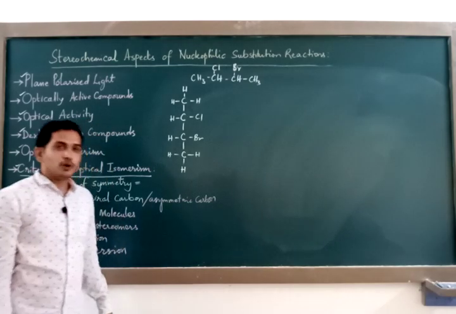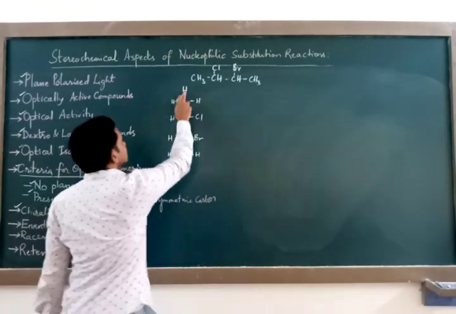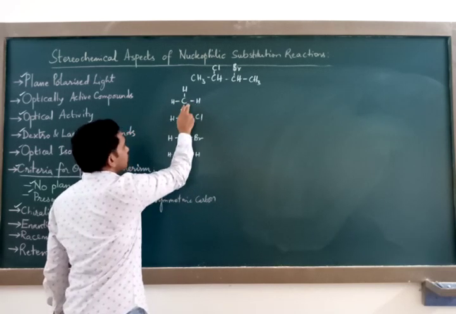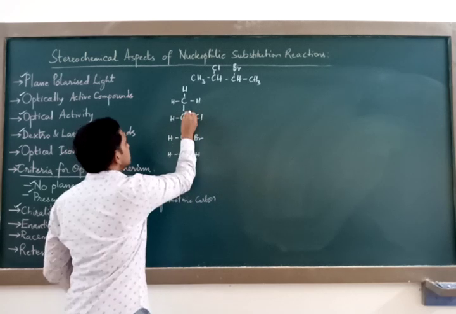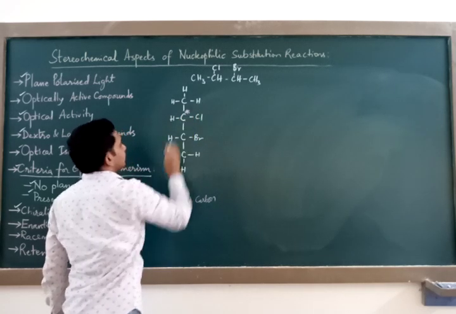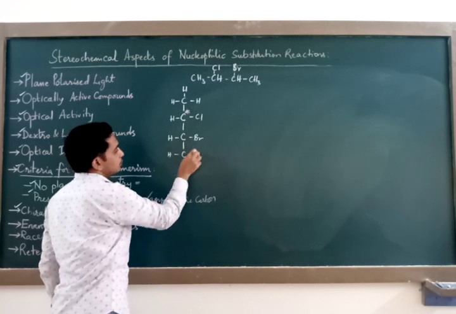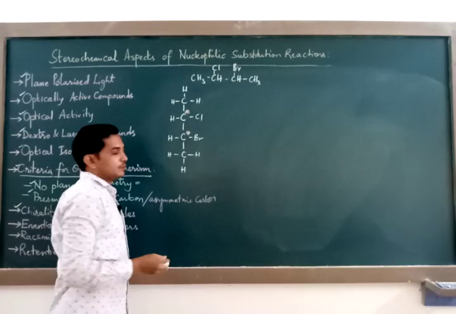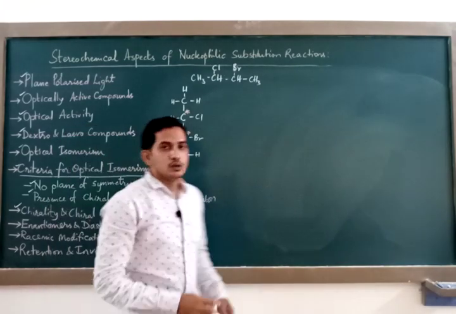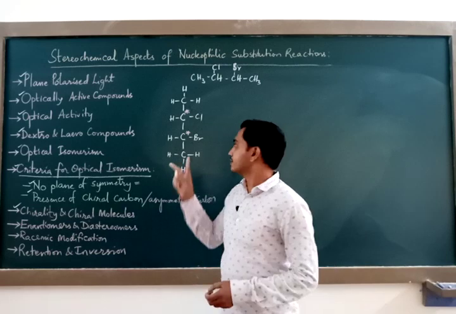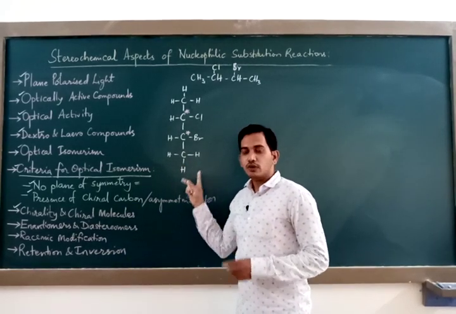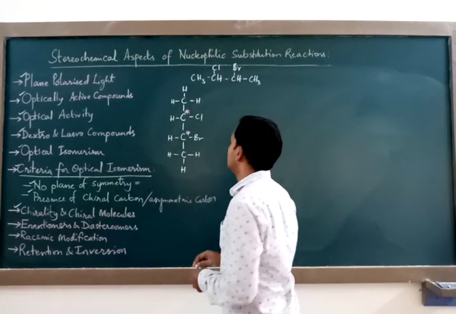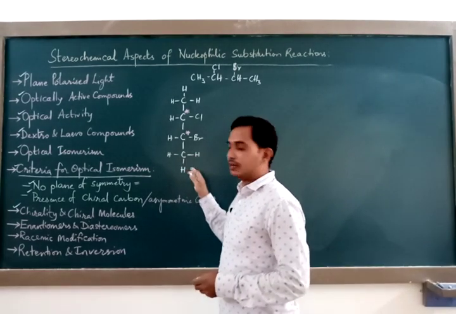So in this, keep on observing from the top. The first carbon has 3 same groups, no asymmetric. Second carbon, 1 hydrogen, 1 chlorine, 1 methyl, 1 different group. So this is asymmetric. Third carbon, 1 hydrogen, 1 bromine, 1 methyl, 1 different group. So this is also asymmetric. Fourth, non-symmetric. So there are 2 asymmetric carbon atoms in this example. So this compound will obviously show optical isomerism. If I ask you to write its mirror image, how will you do it?